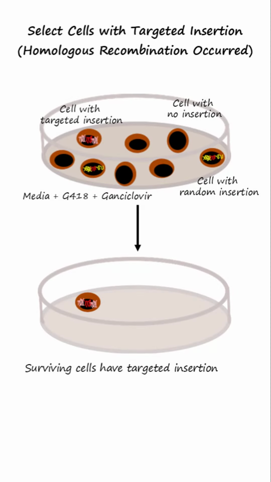To select for cells with homologous recombination, the cells are cultured in medium containing G418 and ganciclovir. G418 kills the cells that fail to take up the vector, which has the gene that confers resistance. Ganciclovir kills cells where the vector was inserted randomly because the DNA inserted contains the TK gene.